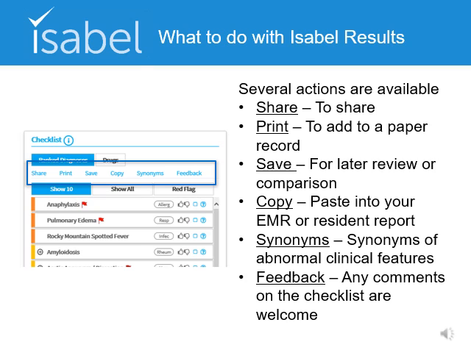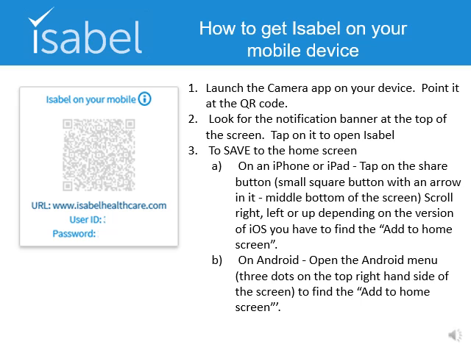Several actions are also available in Isabel, such as share, print, save, copy, synonyms, and feedback. Use the QR code to gain easy access to Isabel on your mobile device. Follow these instructions to save it to your home screen for future use.